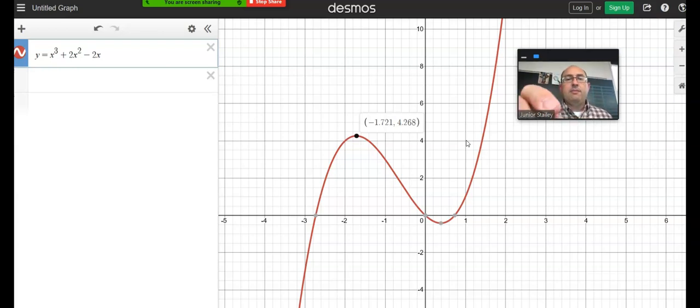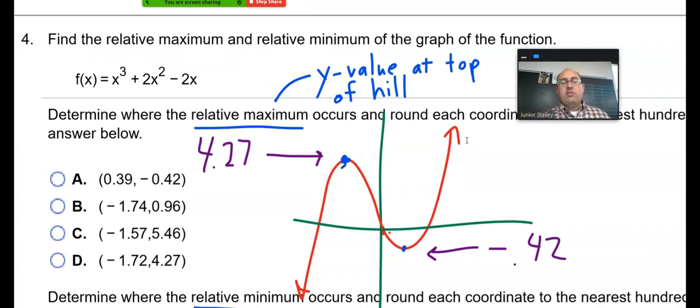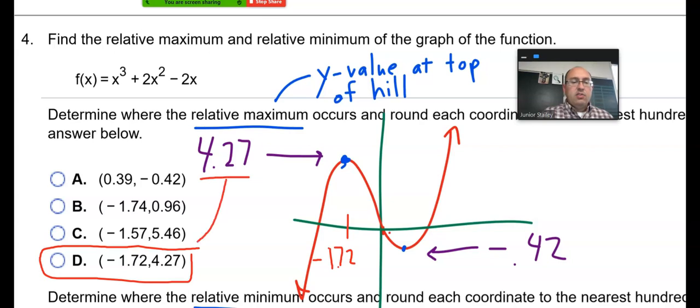Now, what do I mean by that? They're going to ask you, where does the relative maximum occur? The relative maximum is occurring at negative 1.72. The correct answer to this question is obviously letter D. But the y value is right there. The where is the x. What is the y? What is the actual relative maximum? That's the y value.